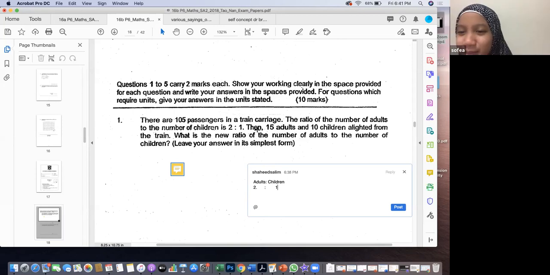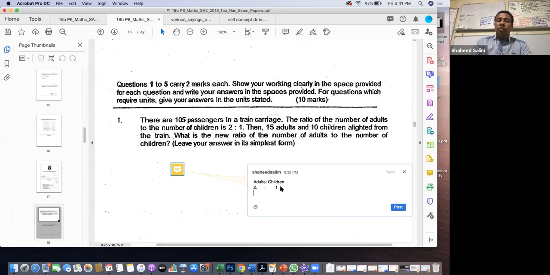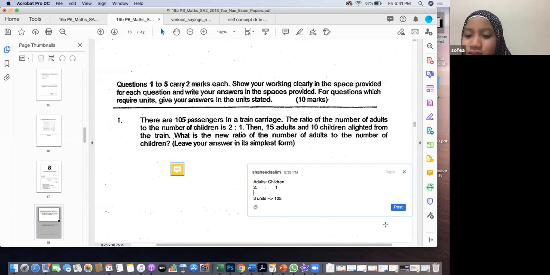I think I did this paper before. Okay, so how many units equals to 105? They say there are a total of 105 passengers. 3, because 2 units are for adults, 1 unit for the children. So 3 units is 105. So now you can fill up. Can you use calculator? Yes, it's paper 2. So you fill up how many adults, how many children. Then you can solve.